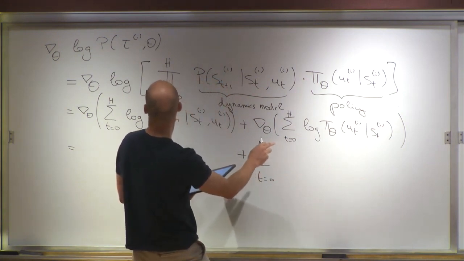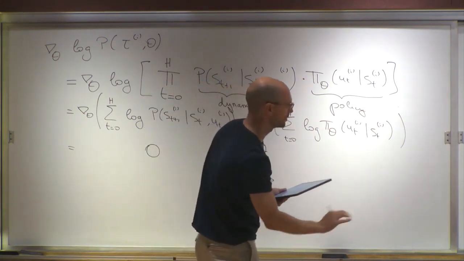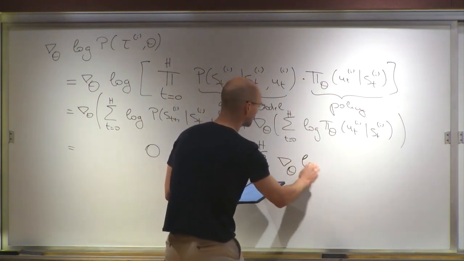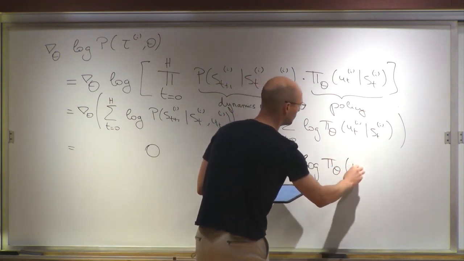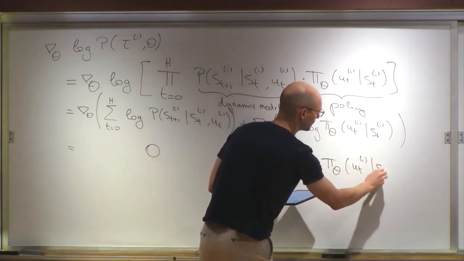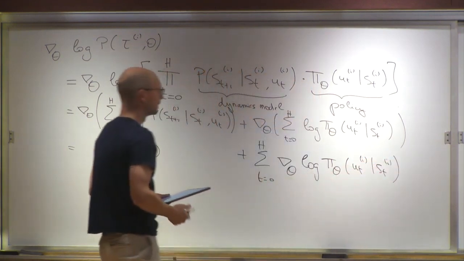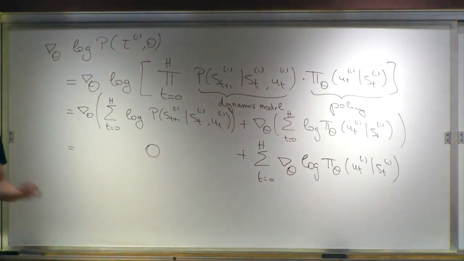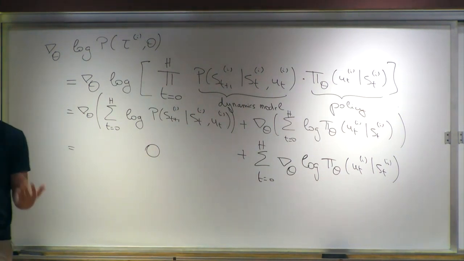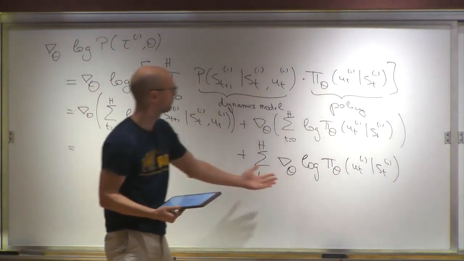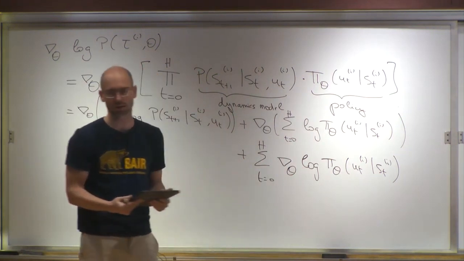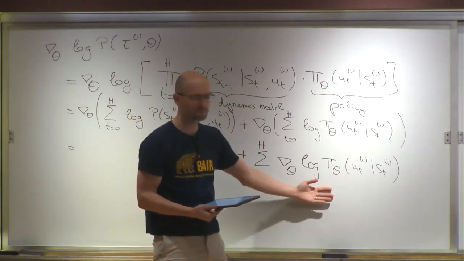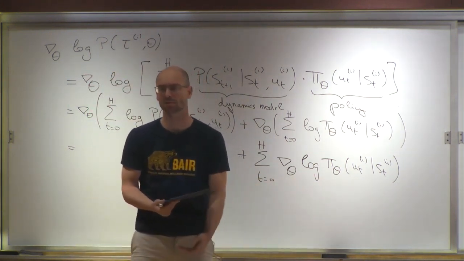Did I drop something? No, we got everything. So then we got grad theta log pi theta(u_t^i given s_t^i). How about this quantity? This quantity we can compute easily. For our policy, we have a parameterization. We choose our policy structure, and we have access to it. A popular choice these days would be a neural network. You have a neural network that outputs a distribution over actions given state, and you can just do backpropagation through the network to find the grad log probability of action given state.